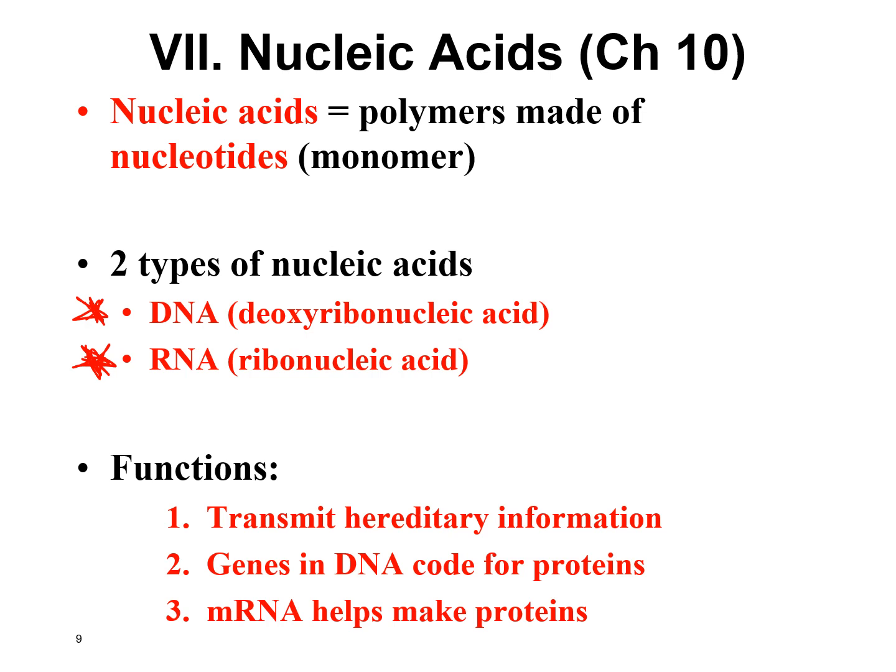And the functions of DNA and RNA: DNA will transmit the hereditary information from one generation to the next, and then the genes in the DNA will code for proteins, and messenger RNA will help make the proteins.